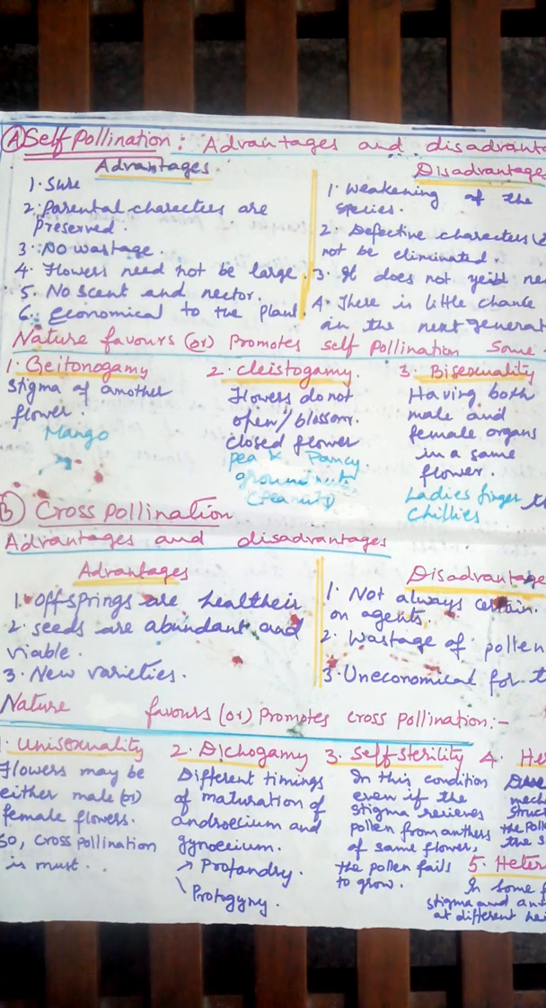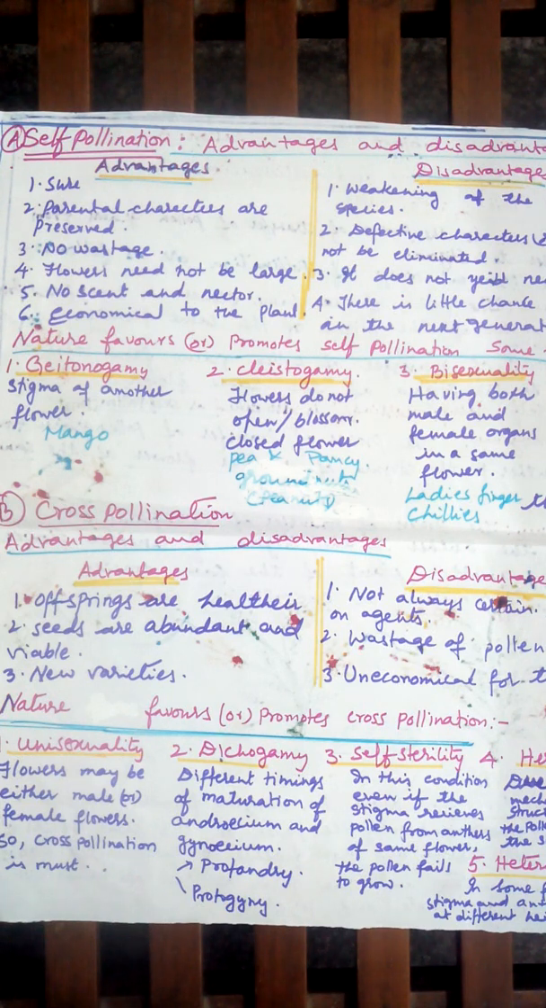Now there are some disadvantages also. So what are the disadvantages of self-pollination? Continued self-pollination, generation after generation, ten generations like that, may lead to weakening of the variety or the species. The seeds produced through it are very poor in quality and give rise to less vigorous offspring. Offspring here means the baby plants. The weaker or defective characters of the variety or breed cannot be eliminated.